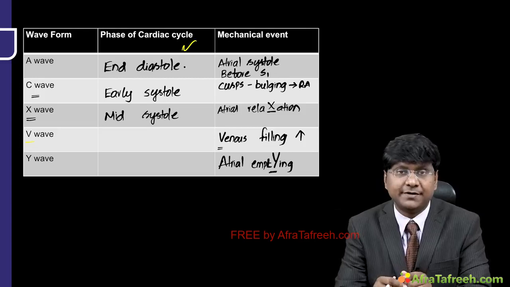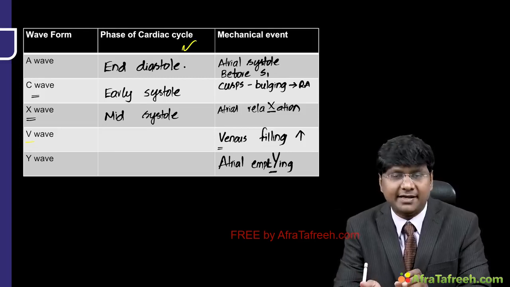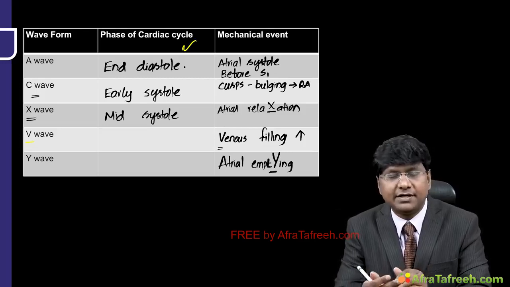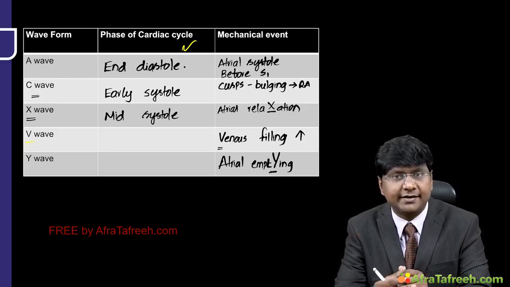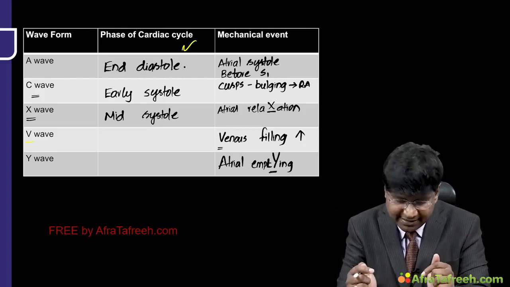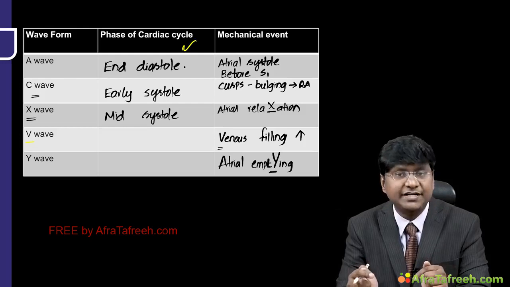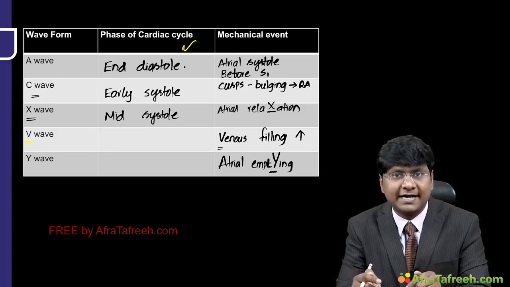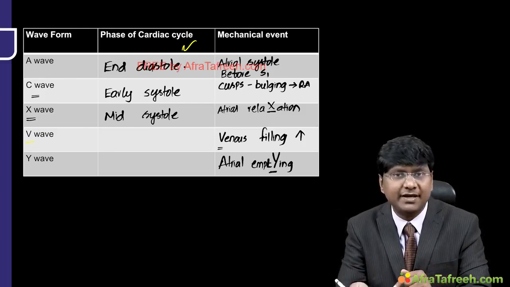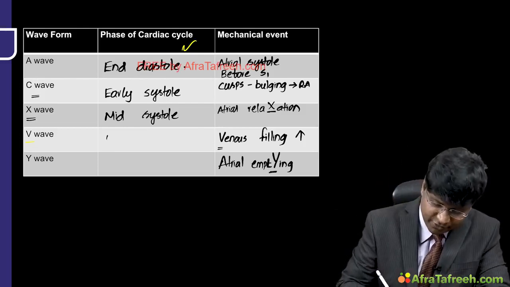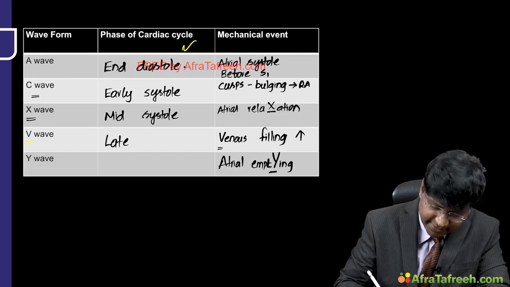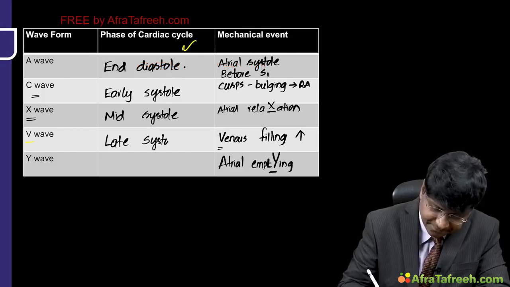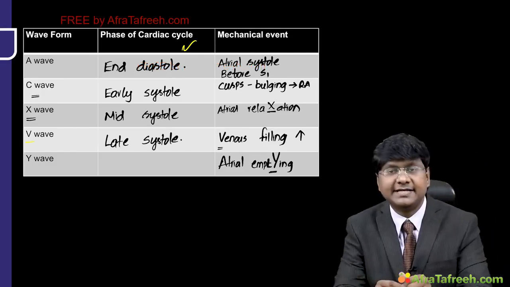And V wave is what? That is due to venous filling. So venous filling of the atria, that is superior vena cava and inferior vena cava, will be giving the venous return to the right atria. So that means during the venous filling, the atria is in a state of relaxation. So what will the ventricle be in? The ventricle will be in a phase of the systole. But which phase of the systole? That will be late systole. Right, that will be the late systole.